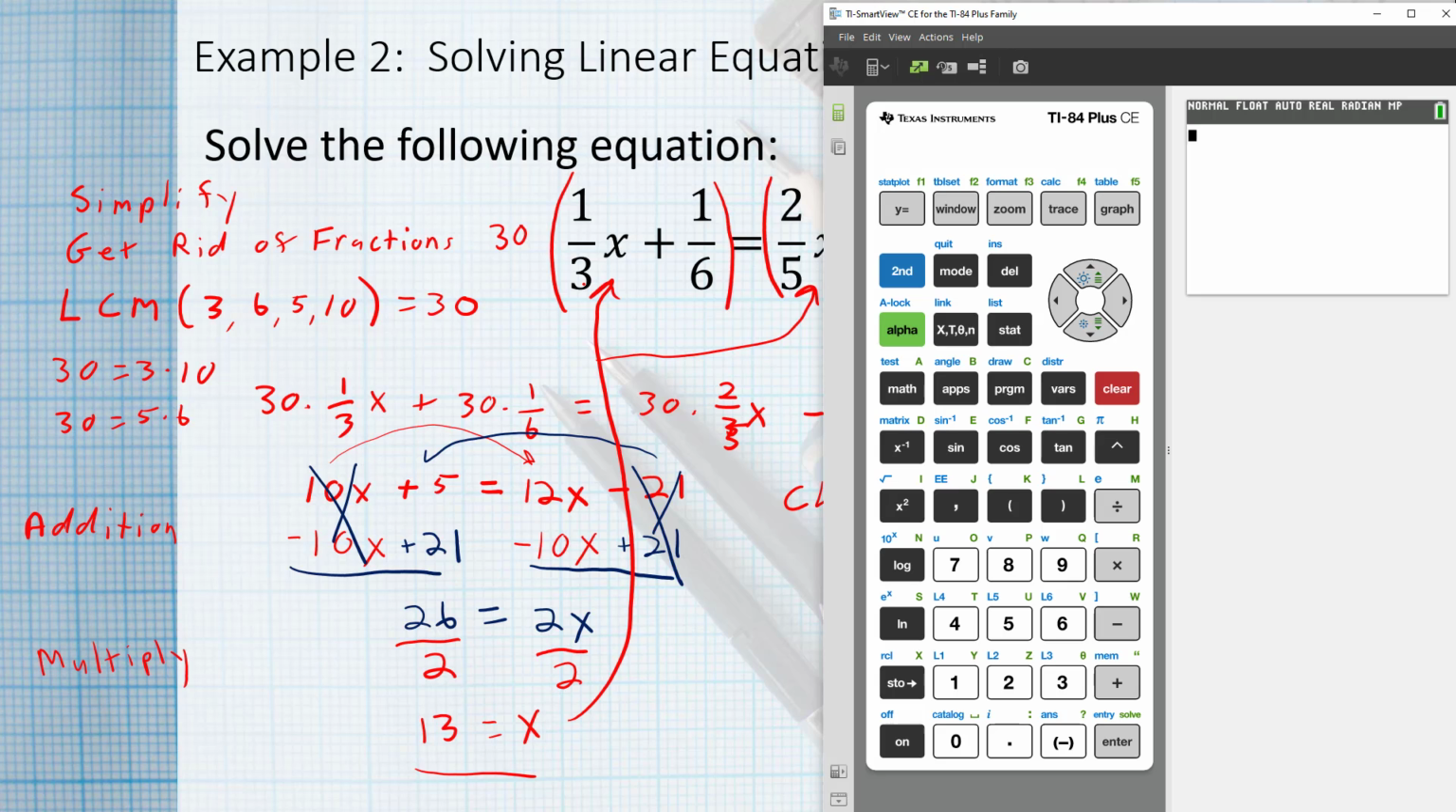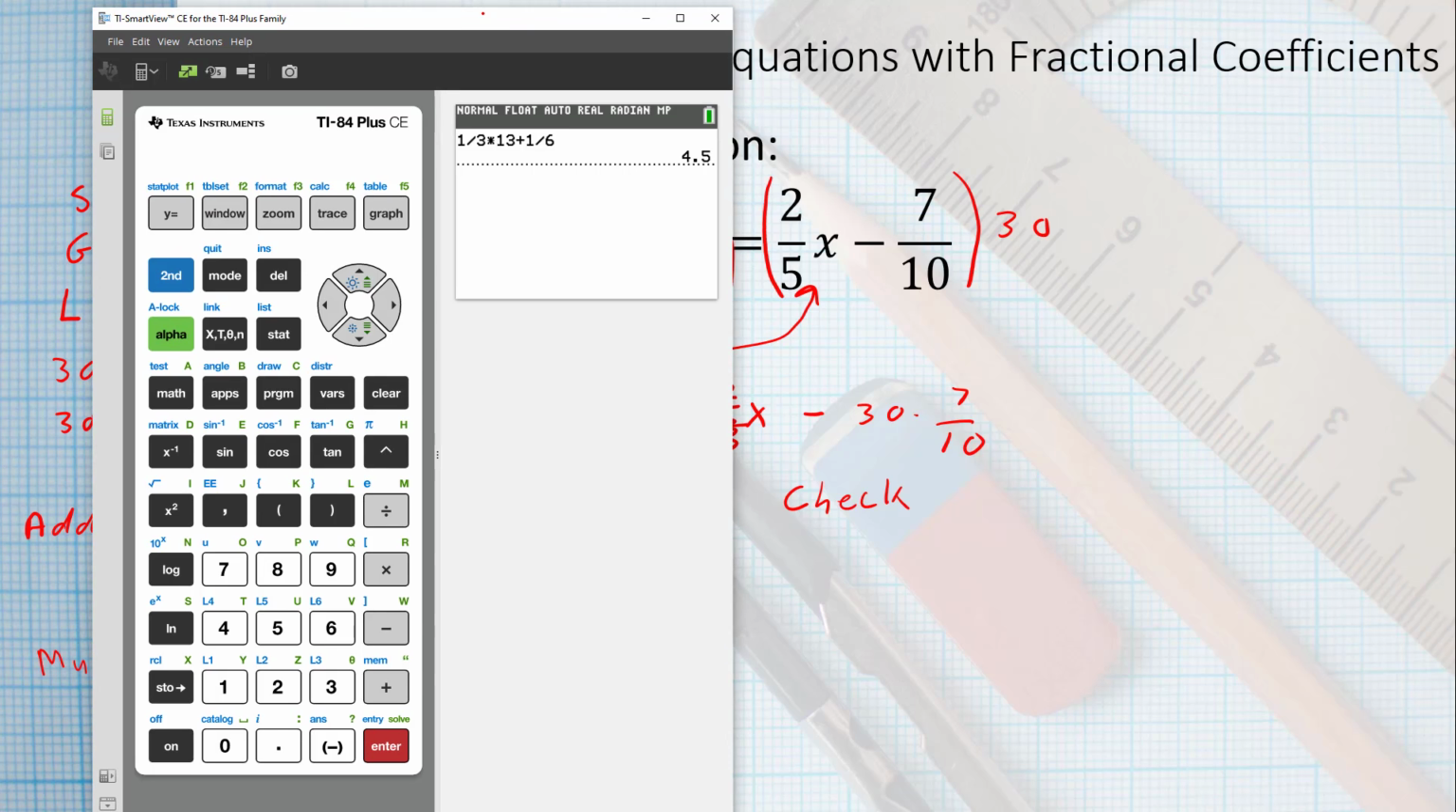So what I'm going to do is compute this side of the equation with x being equal to 13. I'm going to get a value, and I'm going to compute the other side of the equation with x equals 13. I'm going to see if they're the same. And here's how we can do this. Over here we have 1/3 x plus 1/6 where x is equal to 13. So I'm going to do 1/3 times 13 plus 1/6. That's my answer. Okay? Let's go to the other side.